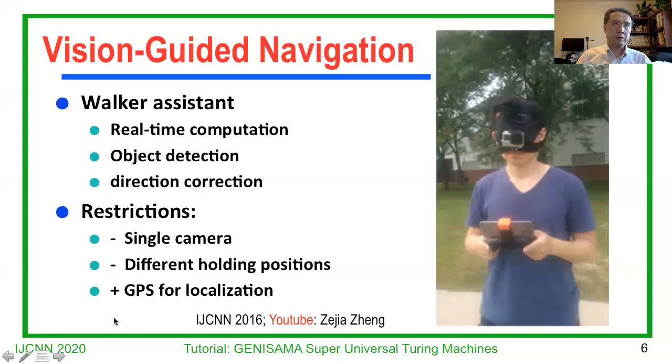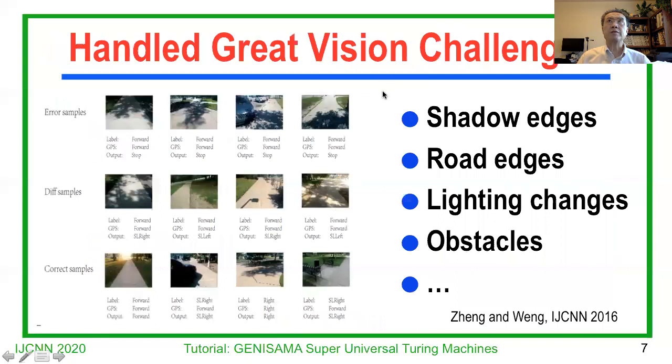And there are some restrictions in the experiment. We have a single camera. We may have different holding positions because we may have a detour, like GPS tells you the long-term goal, but GPS from Google Maps, for example. If you are interested, probably look at the YouTube demonstration, and we'll talk about the method, how to learn this complex task. And vision is very challenging.